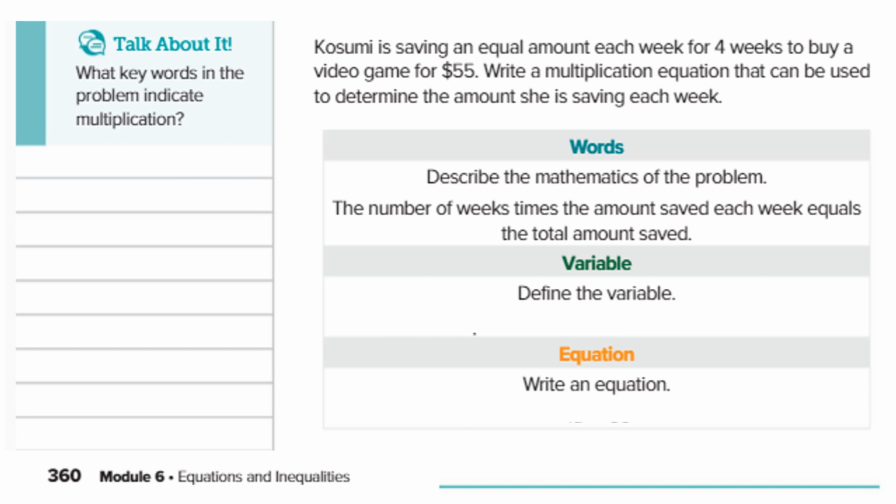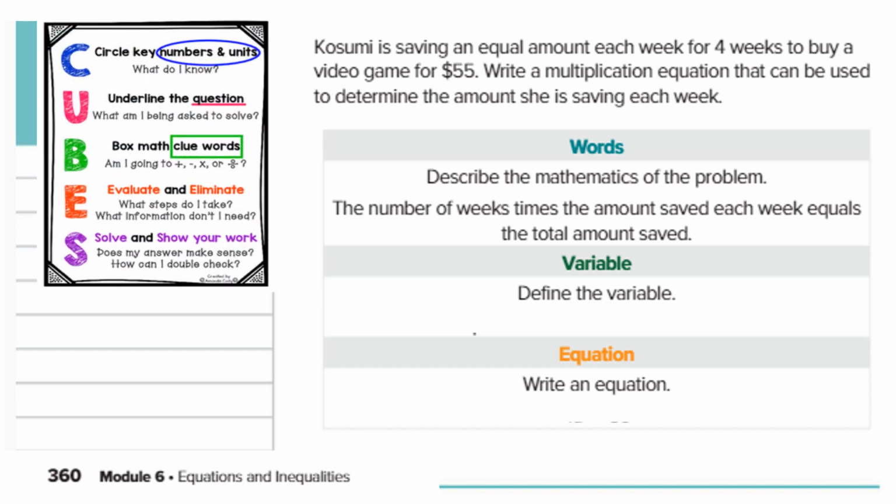Kasumi is saving an equal amount each week for 4 weeks to buy a video game for $55. Write a multiplication equation that can be used to determine the amount that she is saving each week. Now, once again, we're going to talk about cubing because it's really important, especially when I start getting into these type of questions, because there are some words like each that could mean multiplication or it could be division, depending on how it's related to the other words in the problem.